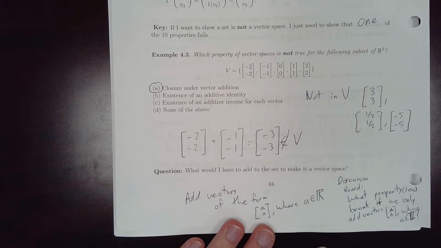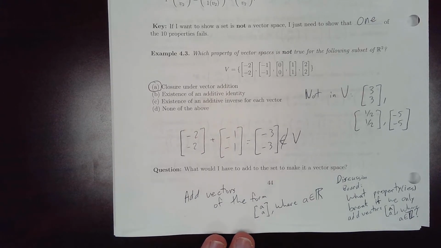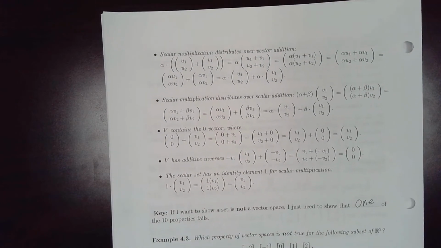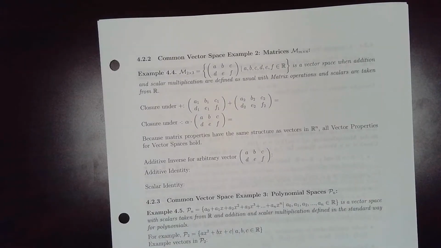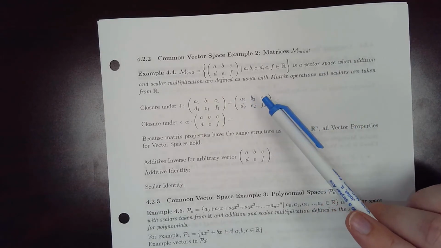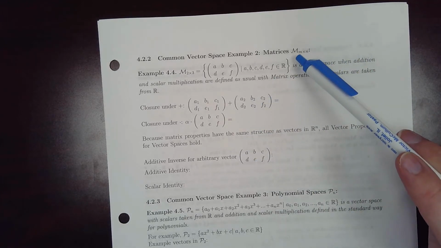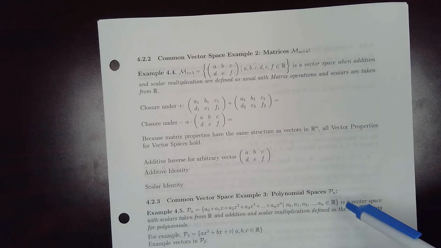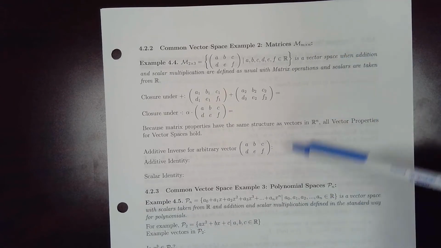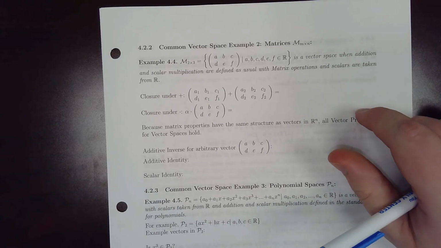So this is the first type of vector space that we have to work with. There's 2 more common ones. R^n is going to be something that we deal with a lot. The 2 other ones that we're going to deal with very commonly are going to be matrices, M m by n, and polynomial spaces, P_n. We'll talk about polynomial spaces in a bit. We'll talk about matrices now.